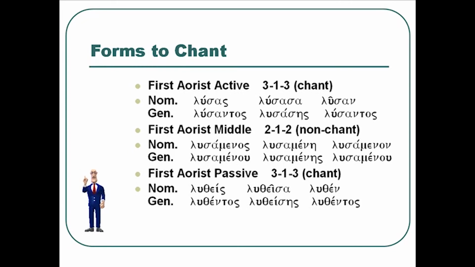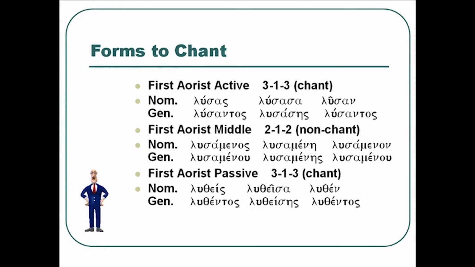And now let's put the whole thing together and say it twice through. Lusas, lusantos, lusasa, lusases, lusan, lusantos. Luthes, luthentos, luthesa, lutheses, luthen, luthentos. And one more time. Lusas, lusantos, lusasa, lusases, lusan, lusantos. Luthes, luthentos, luthesa, lutheses, luthen, luthentos.